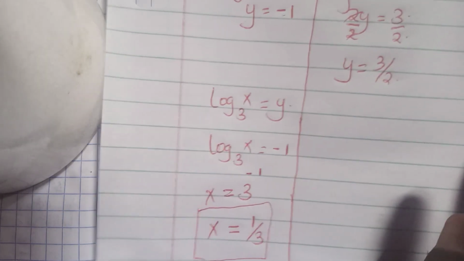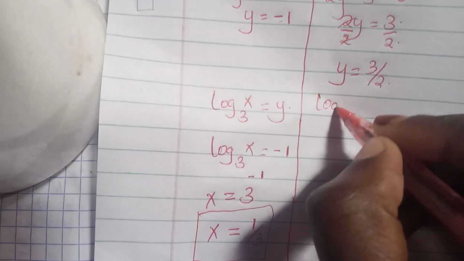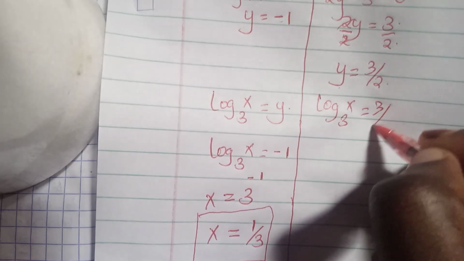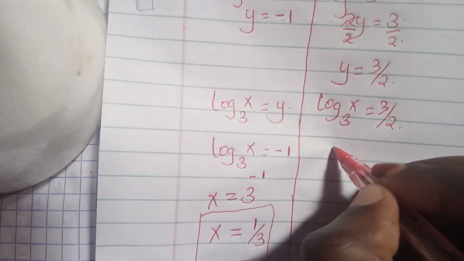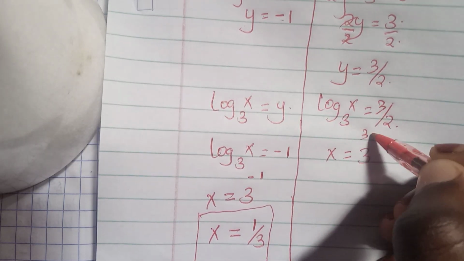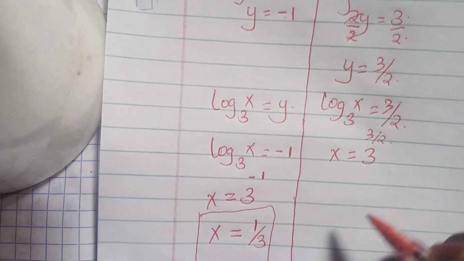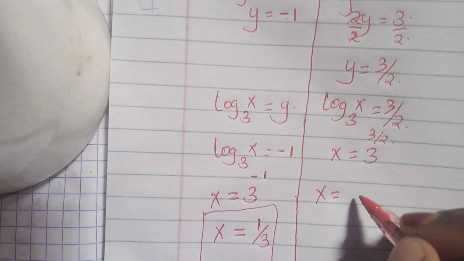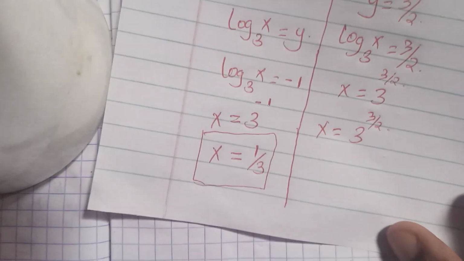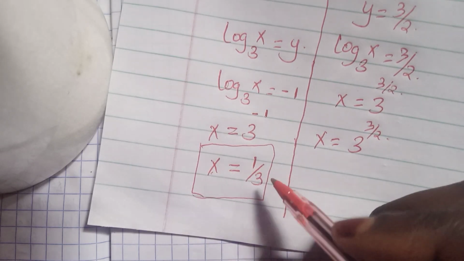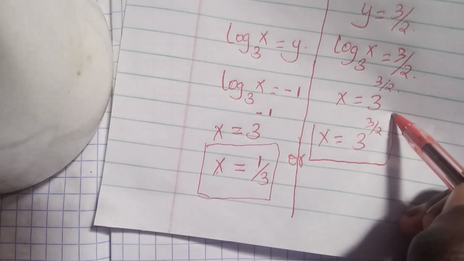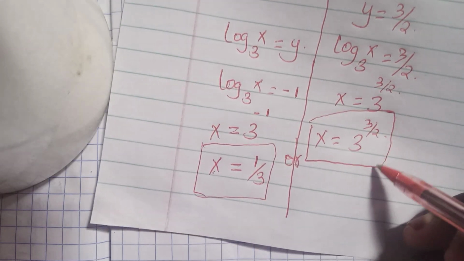Our second value of x, we have log x base 3 is equal to y, and our y here is 3 over 2. So x is equal to 3 to the power of 3 over 2. So our final answer, x is equal to 3 to the power of 3 over 2. So x has two values. We have x is equal to a third, or x is equal to 3 to the power of 3 over 2. So these are the final values of x.